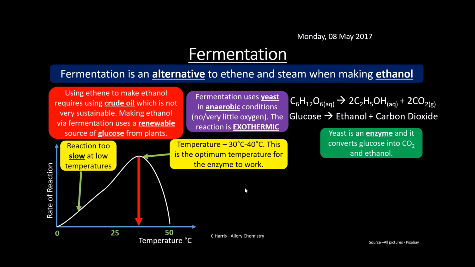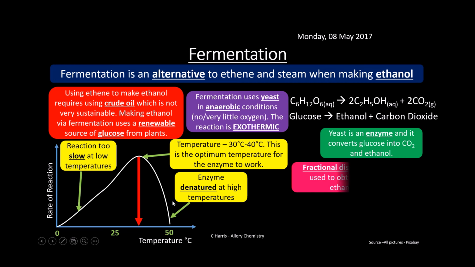Okay, the reaction's too slow at lower temperatures. So at lower temperatures, it's not quick enough. Really, in industry, you need to make it as quickly as you can, because time is money, as they say. And at this side, the enzyme's denatured. That means the shape of the active site has permanently changed, and therefore it won't work. And you can't get the enzyme back again once you've denatured it. So at high temperatures, you can see it drops off very quickly. We can't heat it too high.